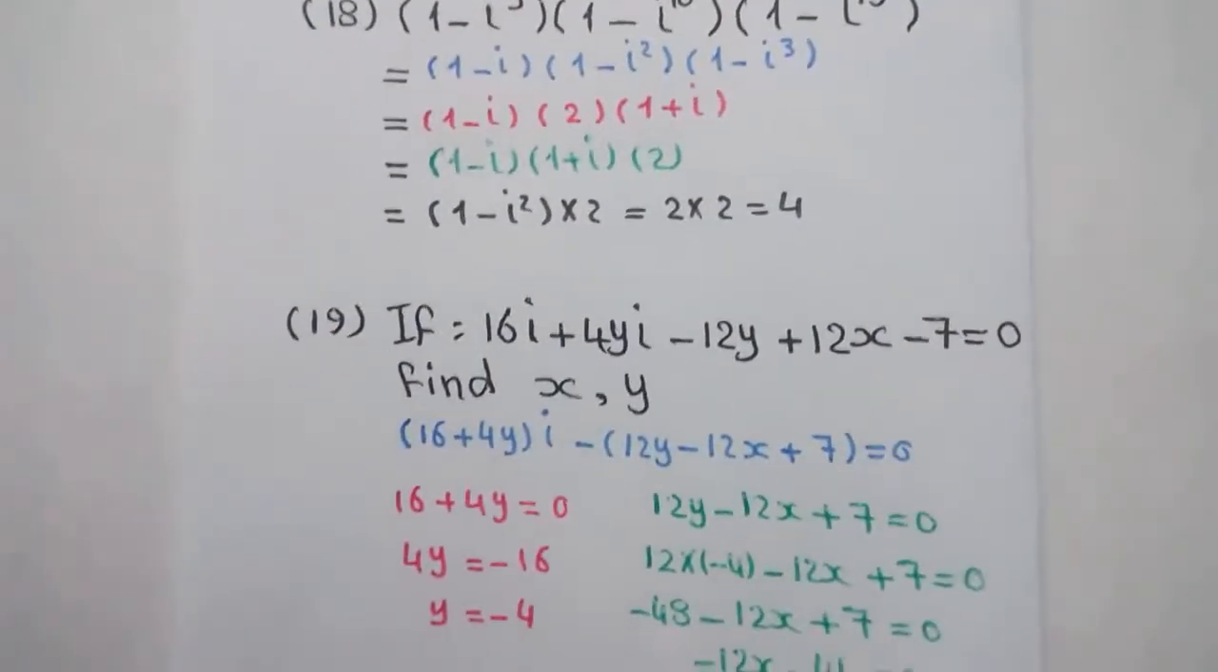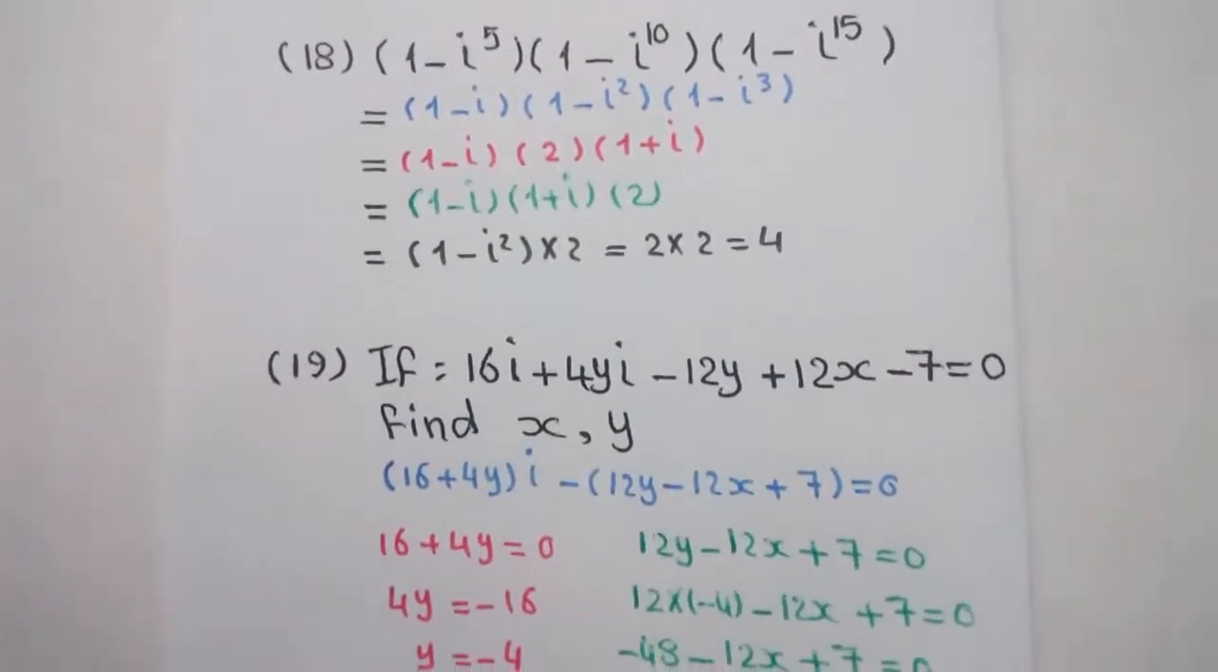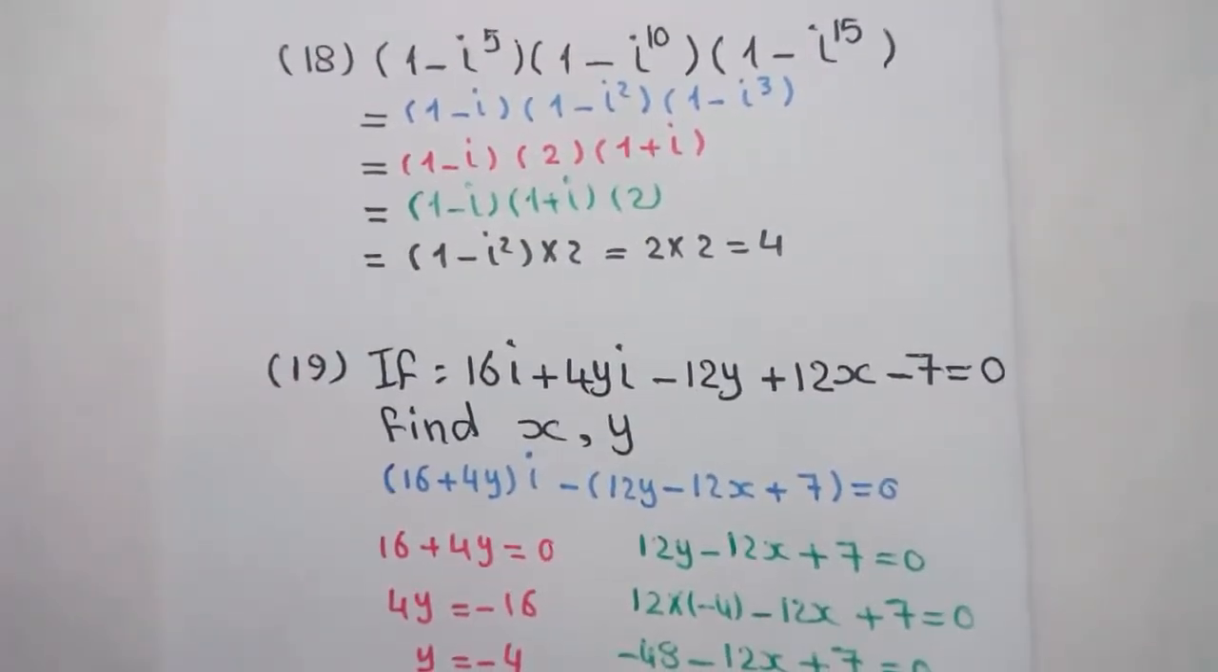Another example. (1 minus 5i) times (1 minus i) power 10 times (1 minus i) power 15.